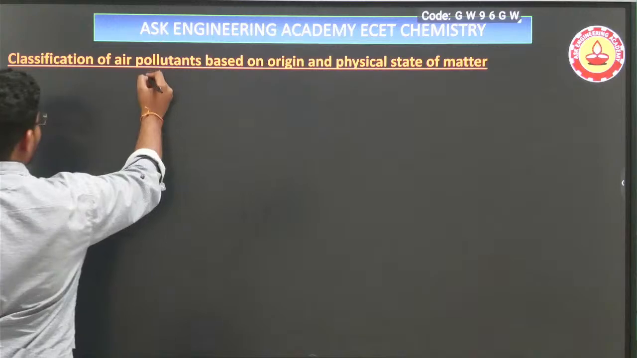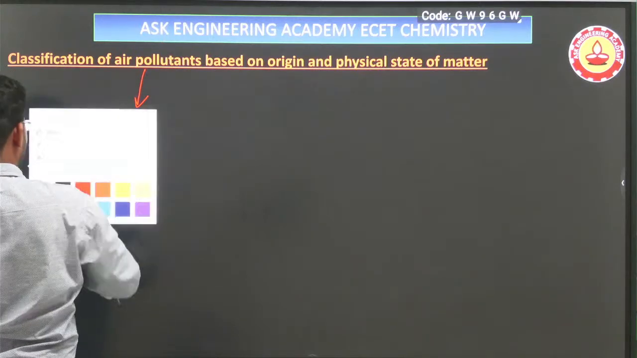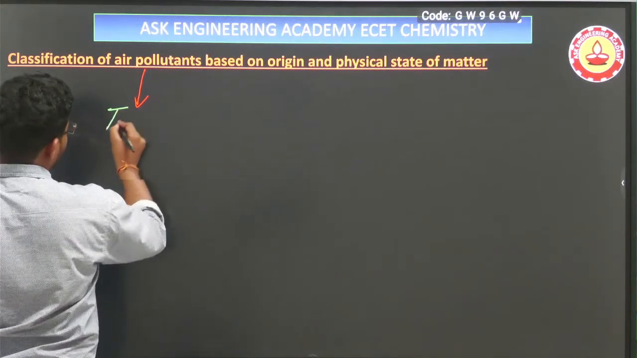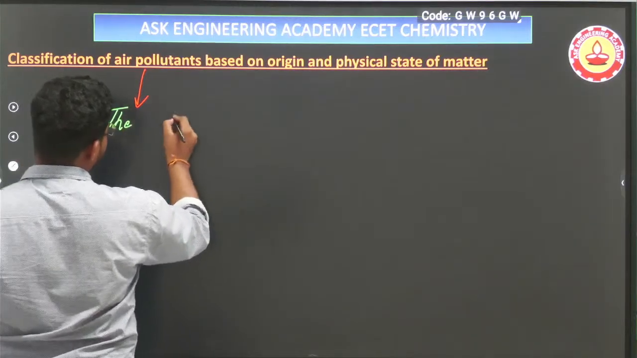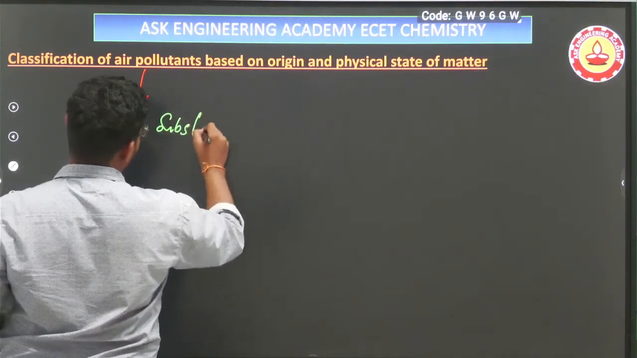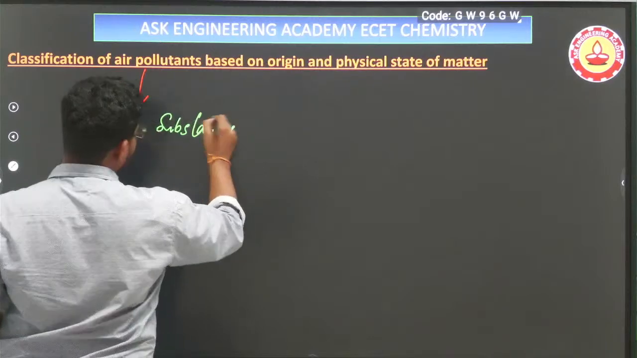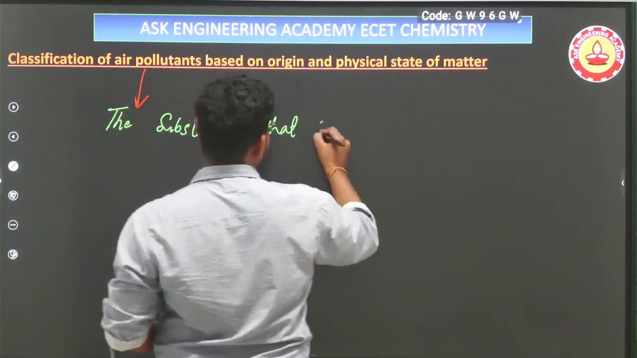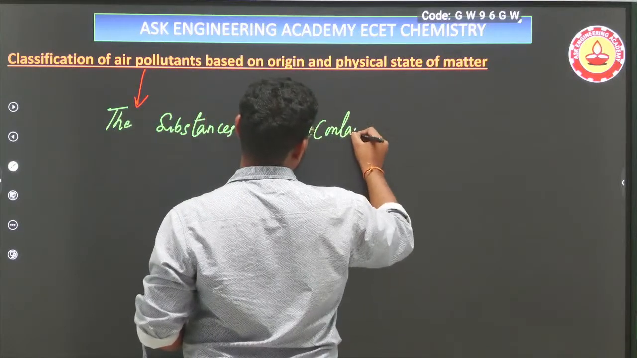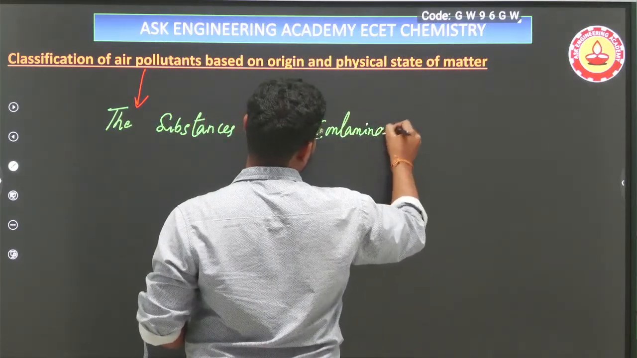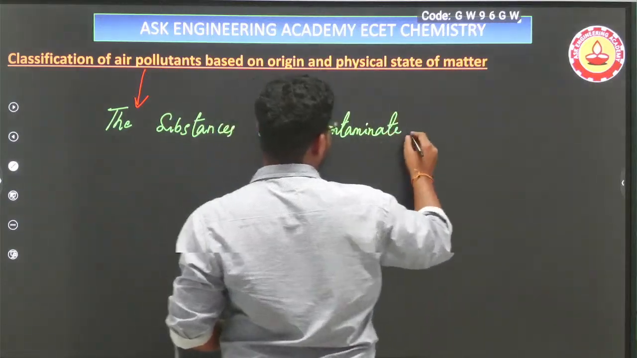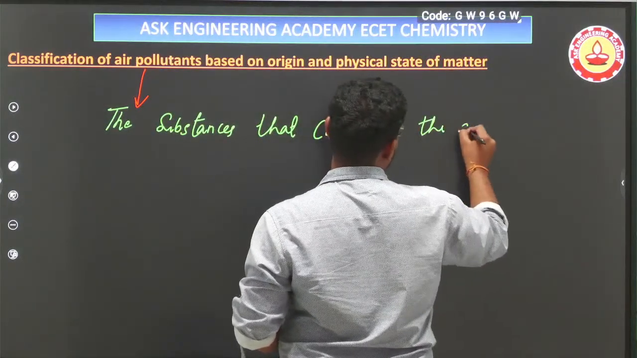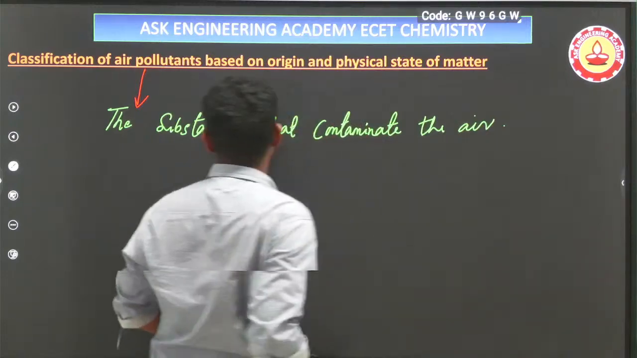First you have to understand what is meant by air pollution. Air pollution, in the sense, the substances that contaminate the air. The substances that contaminate the air are called air pollutants.